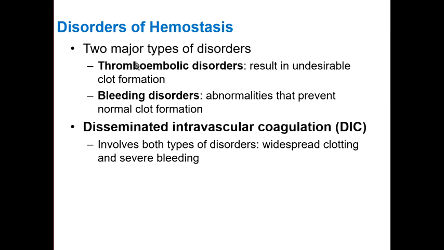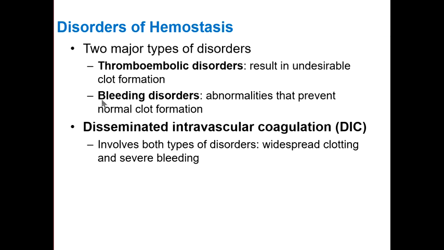Thromboembolic disorders. A thrombus is a clot. An embolus is a moving clot. So a clot that gets dislodged and starts traveling throughout the body is called an embolus. If that moving clot, the embolus, gets lodged somewhere, it's called an embolism. So you can see where these two words might come in. So thromboembolic disorder is a clot formation when we don't want one, an undesirable clot formation.